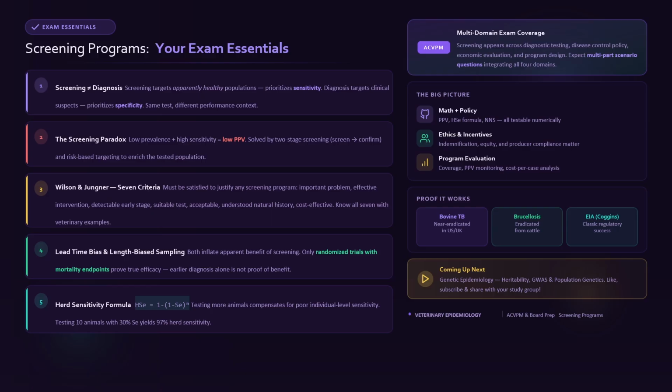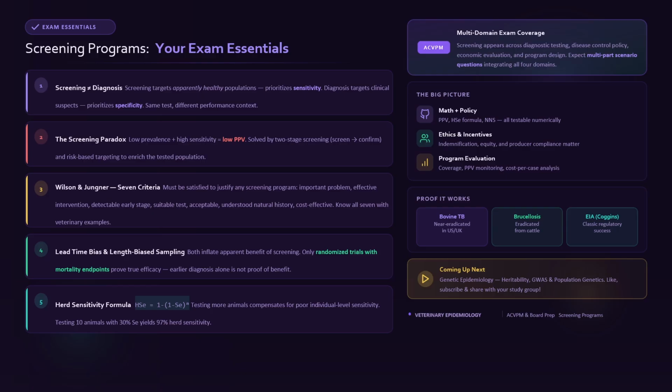Screening is not diagnosis. Screening targets apparently healthy, at-risk populations and prioritizes sensitivity. Diagnosis targets animals already showing clinical signs and prioritizes specificity. Same test, completely different performance because prevalence is low in the screened group, and that's the whole game.